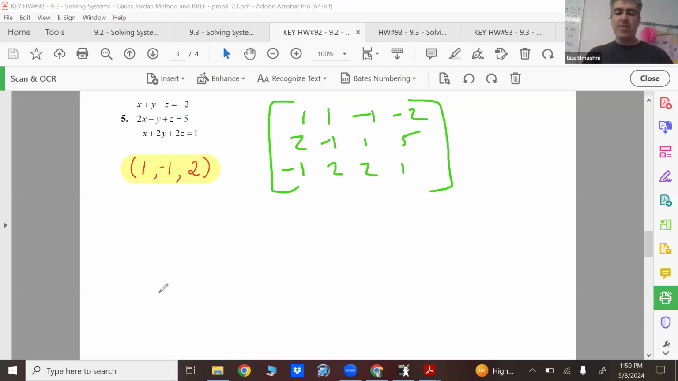Here's what you want eventually. Eventually you want this: 1, 0, 0, 0, 1, 0, 0, 0, 1. This is eventually what you want, and you have a bunch of numbers here. Why do you want that?